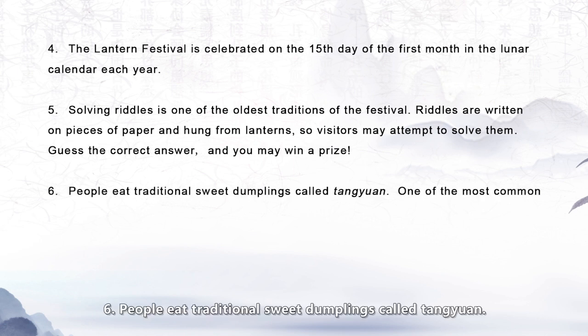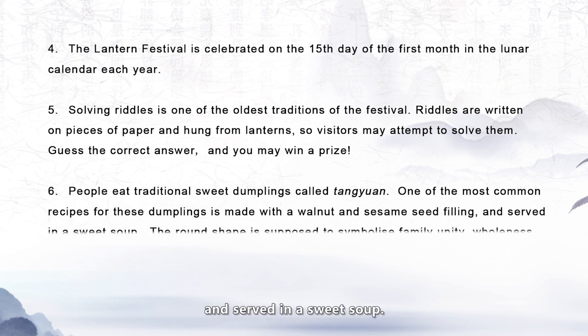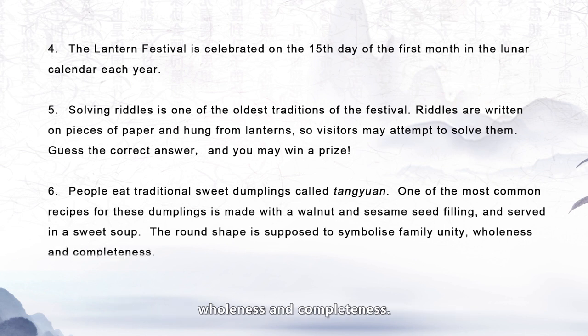Number 6. People eat traditional sweet dumplings called tangyuan. One of the most common recipes for these dumplings is made with a walnut and sesame seed filling and served in a sweet soup. The round shape is supposed to symbolize family unity, wholeness, and completeness.